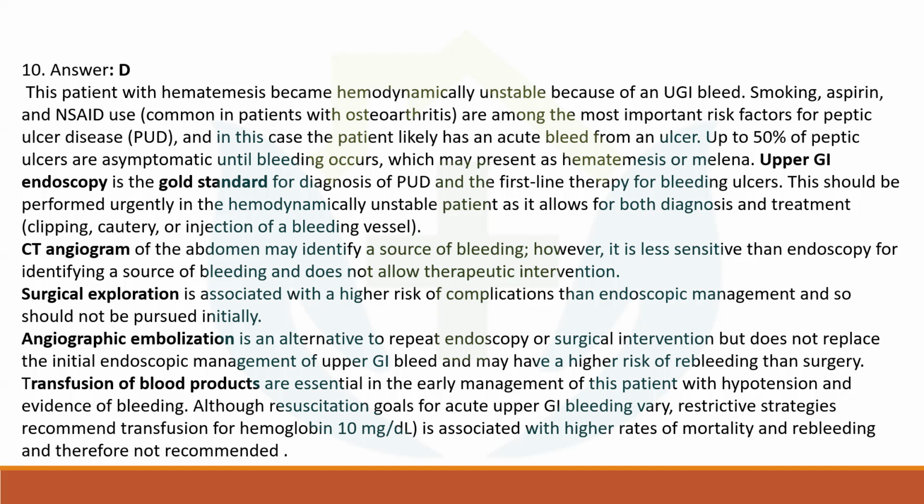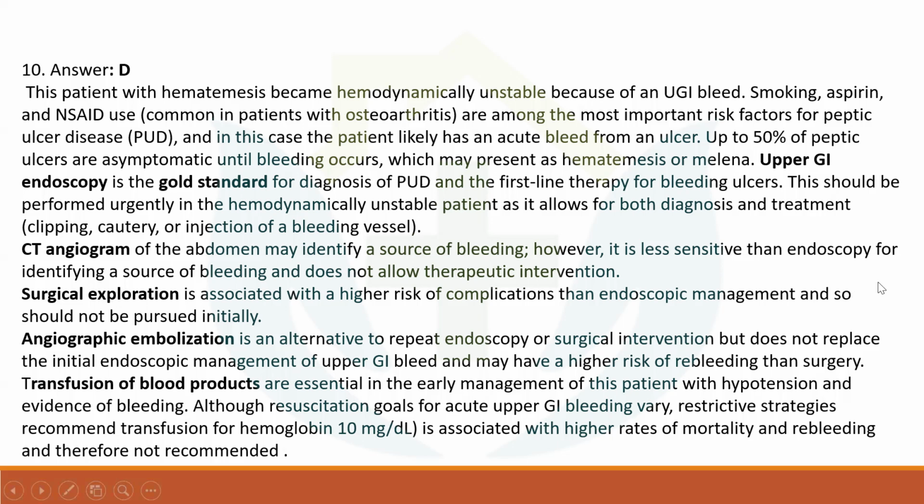Okay. Angiographic embolization is an alternative to repeat endoscopy or surgical intervention, but does not replace the initial endoscopic management of upper GI bleed and may have a higher risk of rebleeding than surgery. Transfusion of blood products is essential in early management of this patient with hypotension and evidence of bleeding. Although resuscitation goals in upper GI bleed may vary, restrictive strategies are recommended; a liberal transfusion threshold for hemoglobin is associated with higher rates of mortality and rebleeding and therefore not recommended. Okay, no need to give blood transfusion for a hemoglobin of 10. In such cases, it increases the bleeding also.